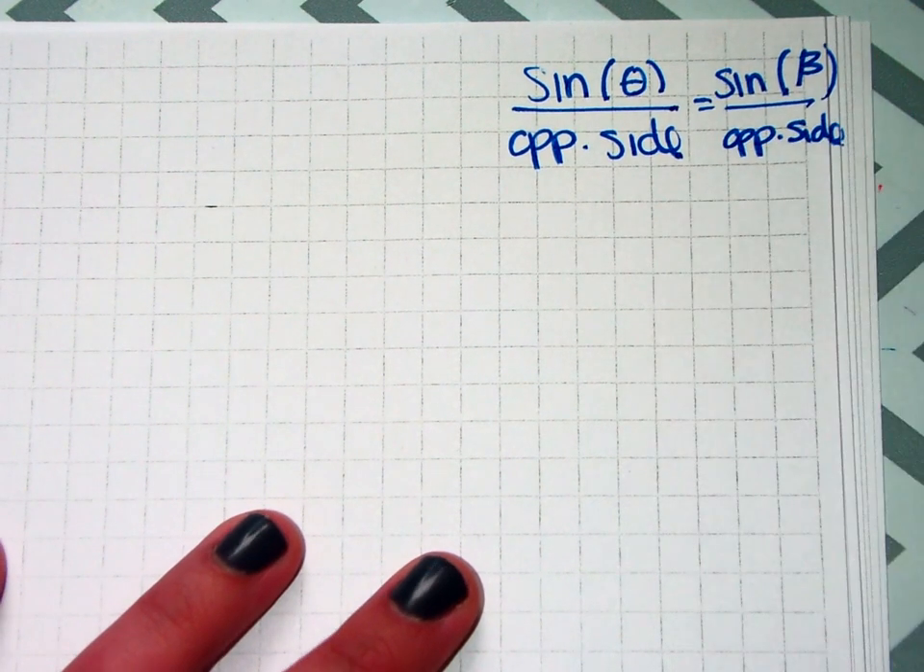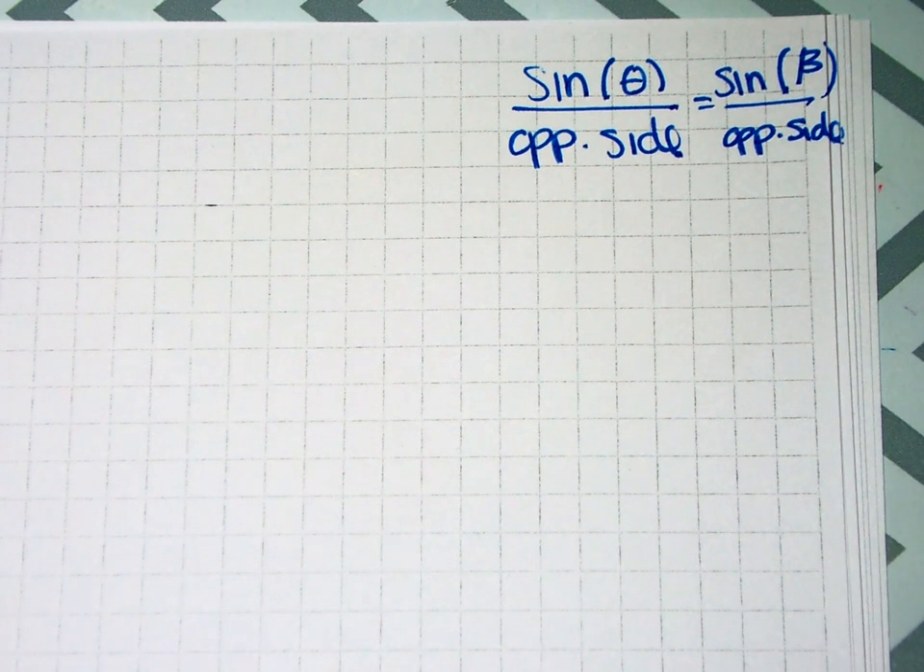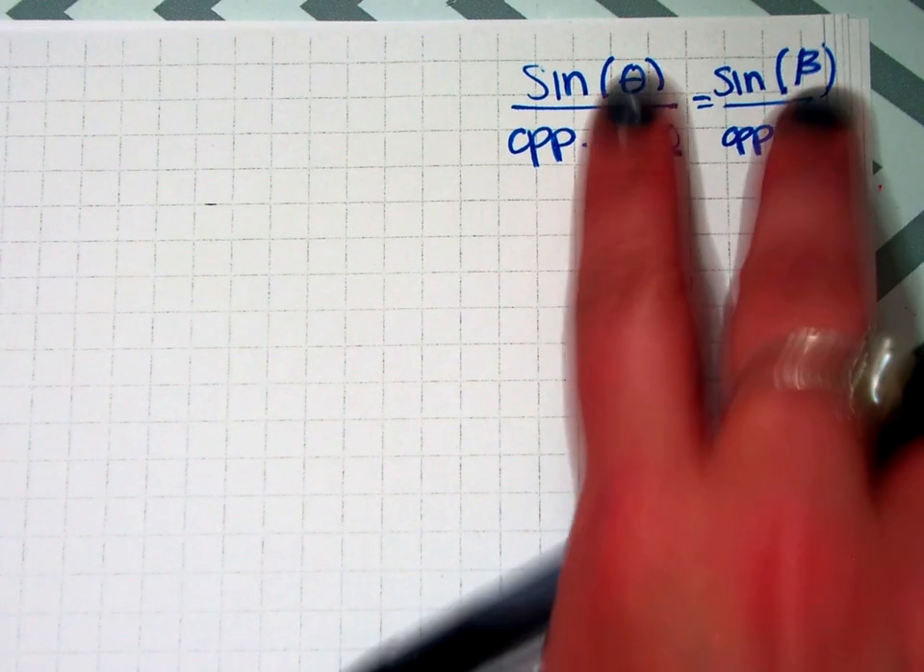Basically, all you're doing is creating a proportion. So what you need are two angles and two sides. So let's go ahead and head on over to our first problem.